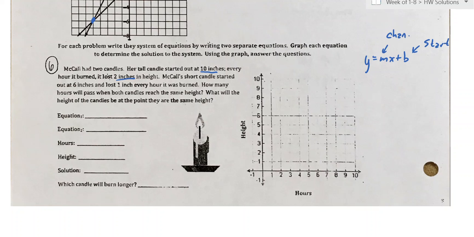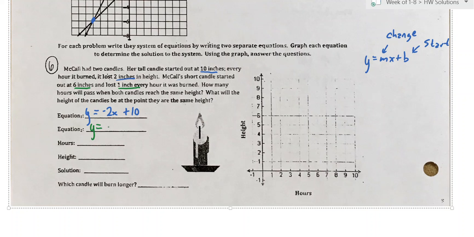So in this case, that first equation starts at 10, so that means b is 10, and it loses 2 inches. That means it's going down, so the slope is negative 2. So negative 2x. My first equation is y equals negative 2x plus 10. The second one starts at 6 and loses 1 inch. So similarly, this one is y equals negative 1x, because it's losing 1 inch, and my b is positive 6.